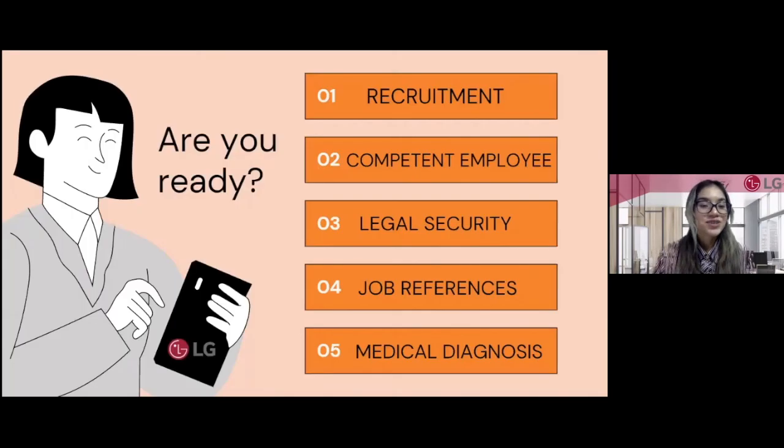Okay, so after all that being said, are you ready to take this personnel selection procedure in terms of the 5 edges that our company takes? So let's review the recruitment, the confident employee, the legal security, the job references, the medical diagnosis that are going to be combined to make the best personnel selection for the most qualified people that we can select for the best progression of our company.